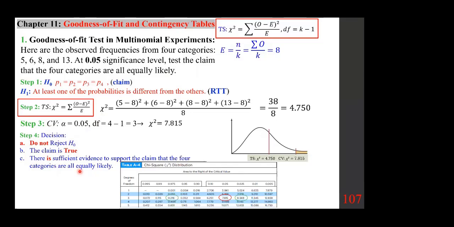Now, if we were to do the two-tailed test, take a look at that. Alpha is 0.05. The area to the right would be half of that, 0.025. So that's one of them.